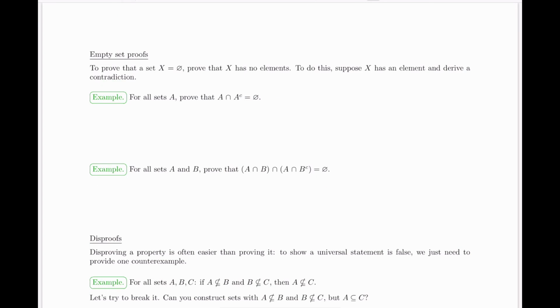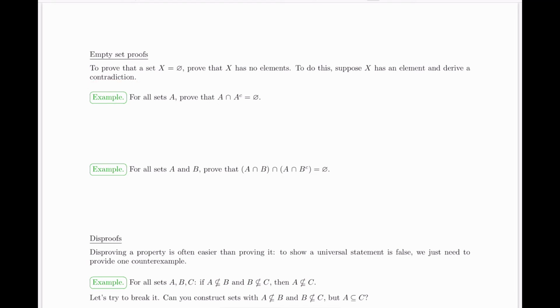Now, empty set is a little bit different, because in order to prove that something is an empty set, we have to prove that it actually has no elements within it at all. The normal approach would then be supposing that it does have elements and producing a self-contradictory statement.